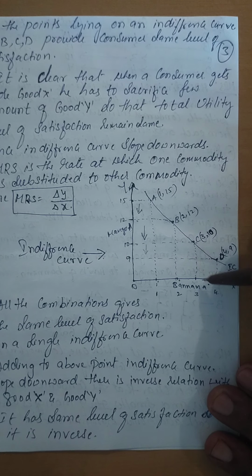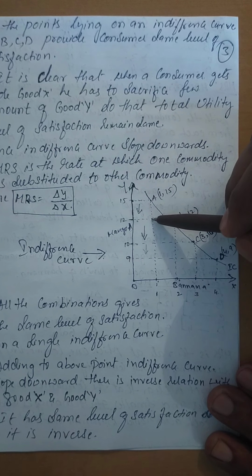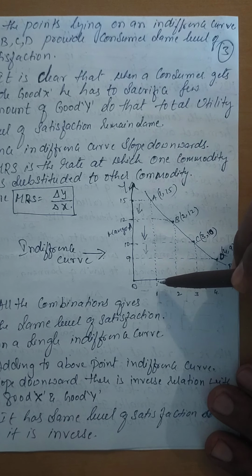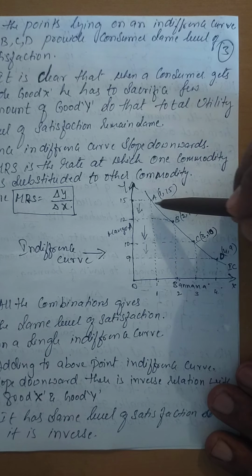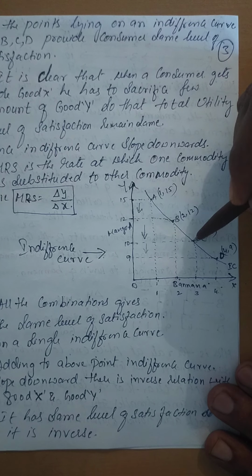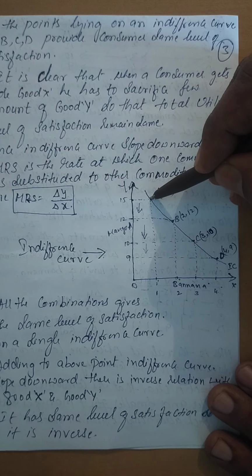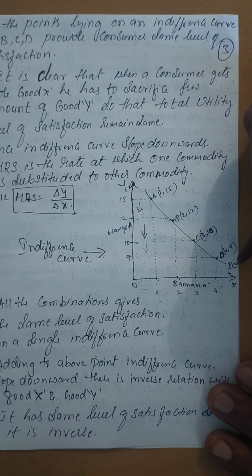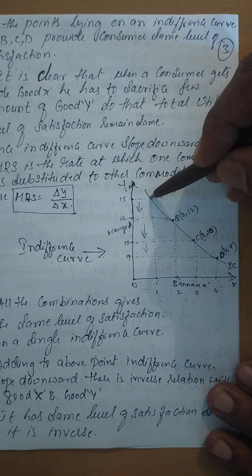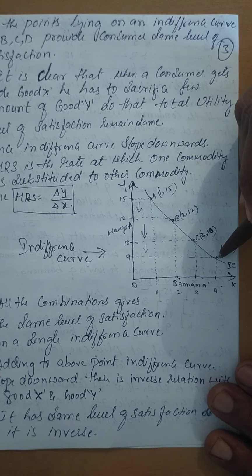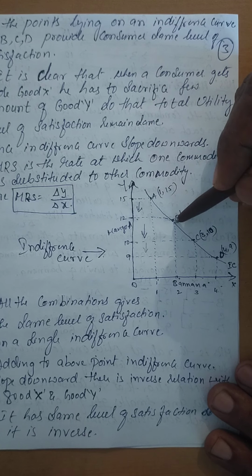Now if you observe, from here to here, from here to here, there is a drop, there is a fall, there is an increase, okay? If you observe these particular points where the junction or the meeting takes place, and when we draw the curve, it becomes the indifference curve. No particular combination is giving a different level of satisfaction. Okay, it is giving the same level of satisfaction.